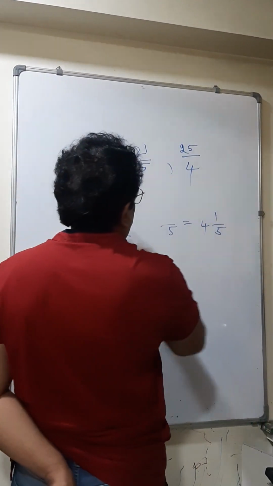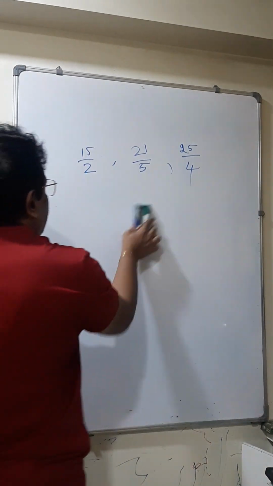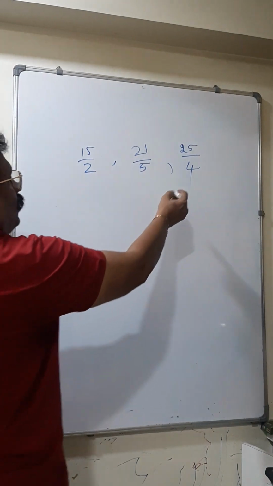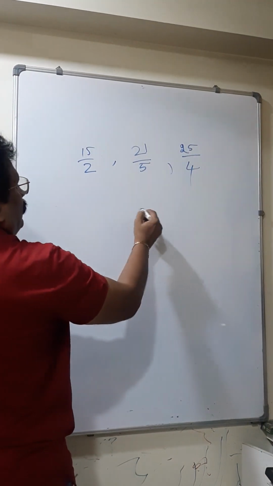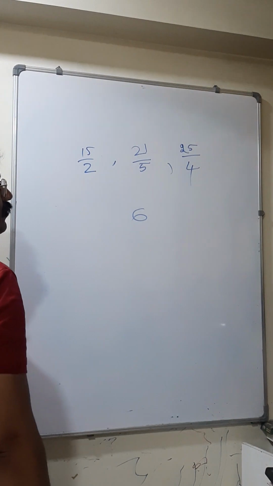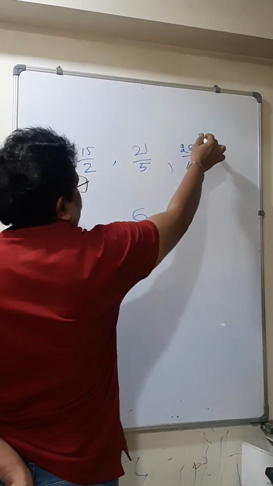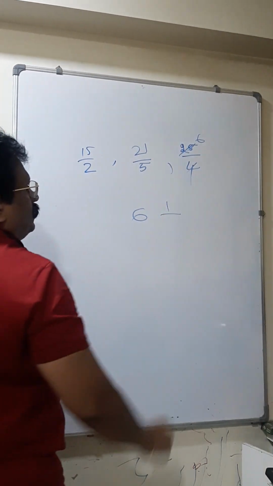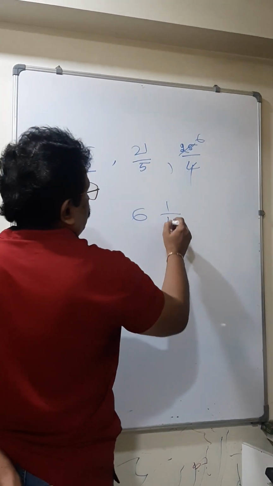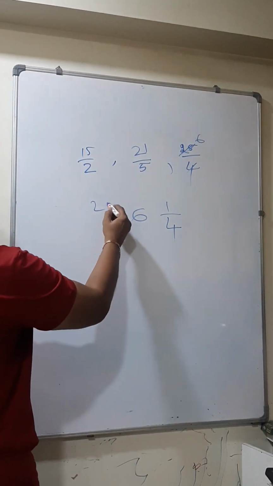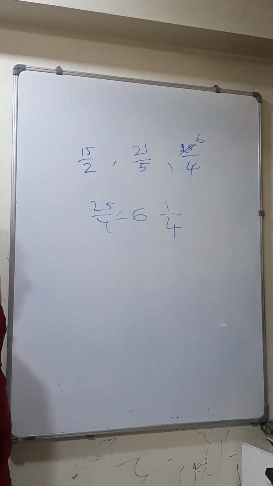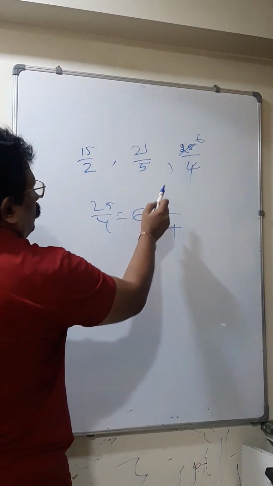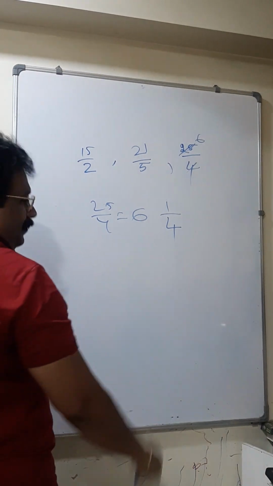Now the next one. I am not dividing for you, you do it for yourself. I will just cut and show you. 4 sixes are 24. 6 is the answer. 25 minus 24, so 1 is the remainder. The remainder 1 came up, and this 4 is the denominator, here also 4 is the denominator. So 25 by 4 is nothing but 6 and 1 by 4. Cross check and see. 4 sixes are 24. 24 plus 1, 25 upon 4.